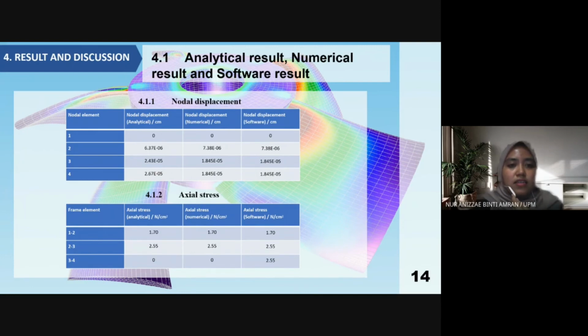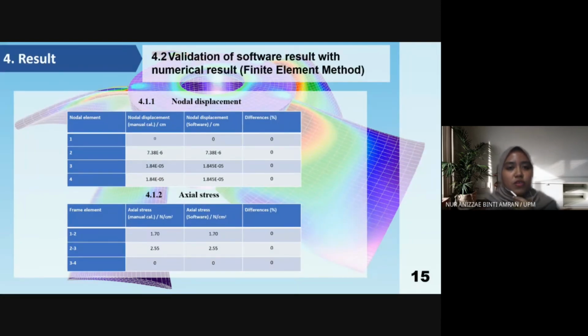Next, for the validation of the software result with the numerical result for the finite element method, as we can see here, for the manual calculation and the software output, based on how my friends explained just now about calculating by manual and by software, we got the same value. So for the nodal displacement, we have no difference, and it is also the same for the axial stresses. The manual calculation and the software output have the same value, and the difference is zero, because there was no difference between both.